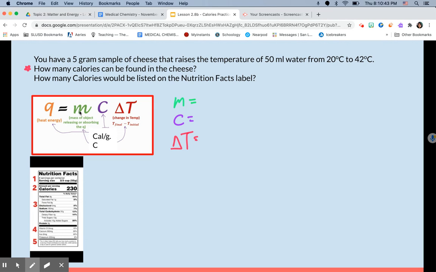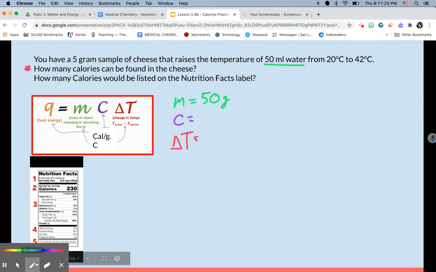So to solve this, I need to find M, C, and delta T. So as I'm reading this problem, when I'm looking for mass, I'm looking for milliliters of water, right? So if you think you've got this, feel free to pause this video and try to solve it yourself, and then fast forward to the part where I give you the answer, right? So here, M is the mass of water, because that's our thing absorbing the energy. So here, it's going to be 50 milliliters or 50 grams of water.